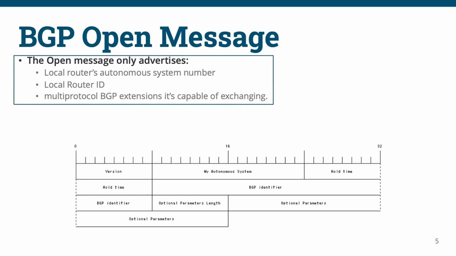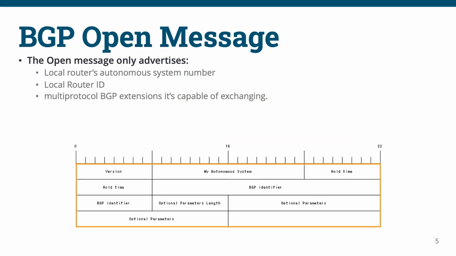The open message includes the sending router's configured autonomous system number. When received, the receiving router compares this to the configured autonomous system number for the peer to ensure they match. If they do not, BGP will not establish the peering. The open message also includes any extensions or features that the local router supports. This can be multiprotocol features like IPv4 or IPv6 routing information and Layer 3 VPN or Layer 2 VPN information.